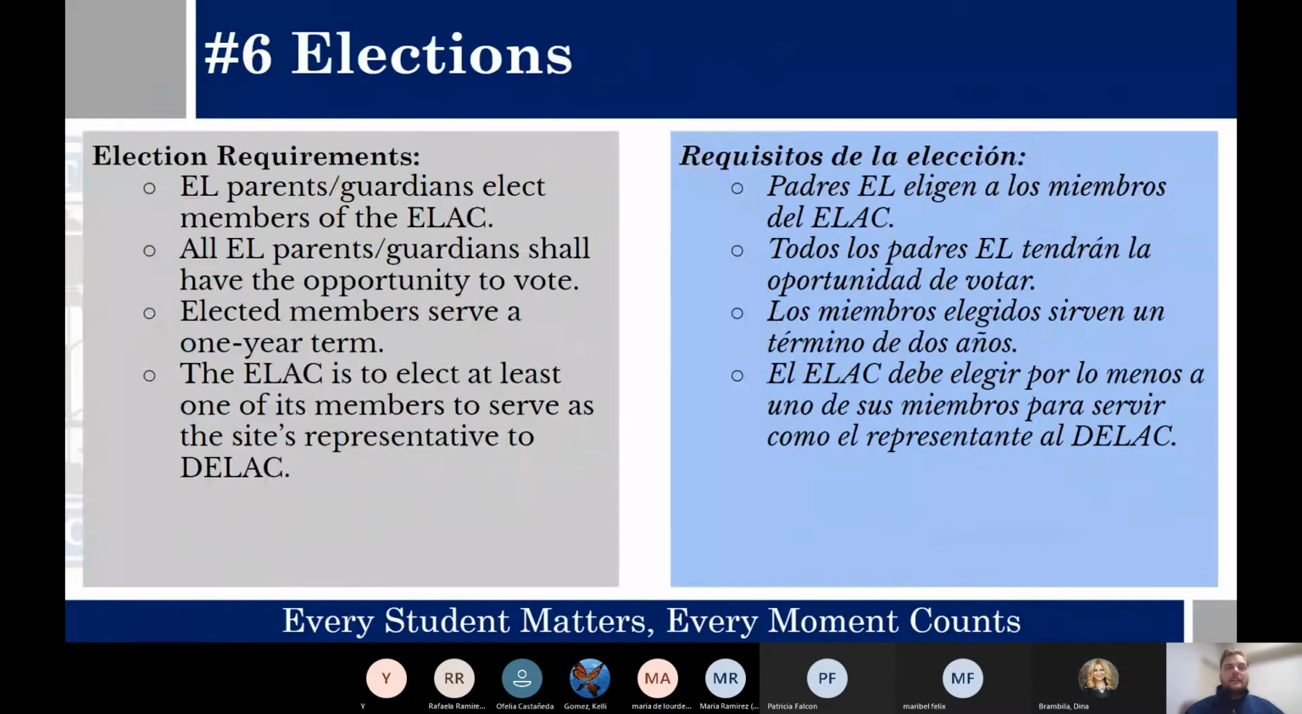All right. And then elections. So EL parents and guardians elect members of the ELAC. All EL parents shall have the opportunity to vote. Elected members serve for a 1-year term, and the ELAC elects at least one of its members to serve as the site representative to DLAC, which is our district level committee.